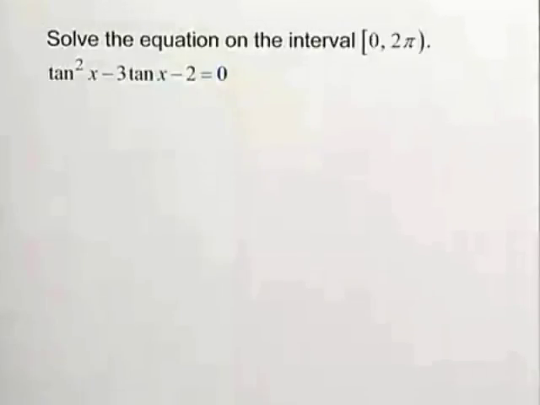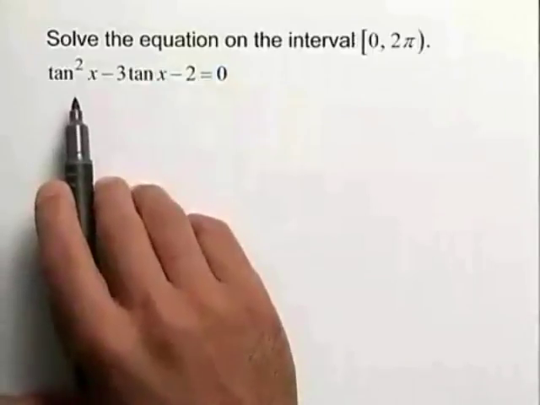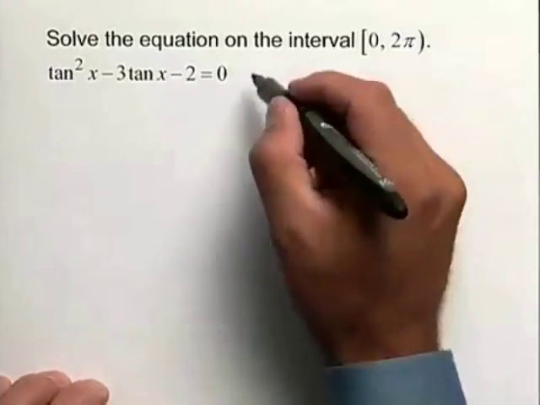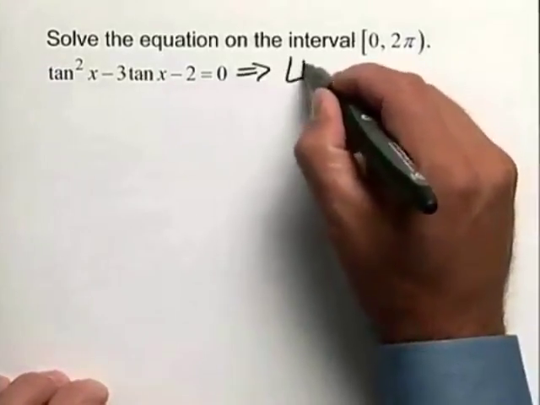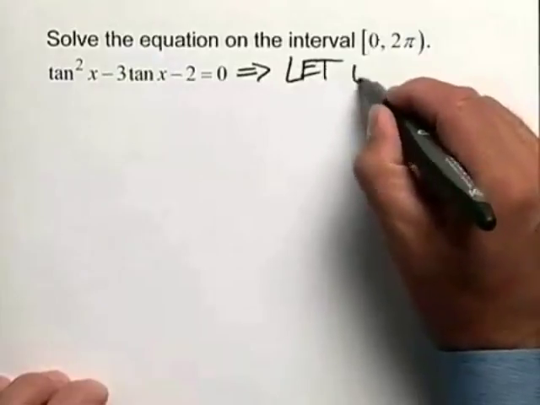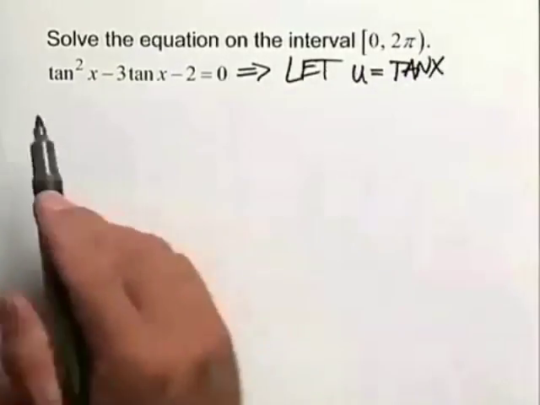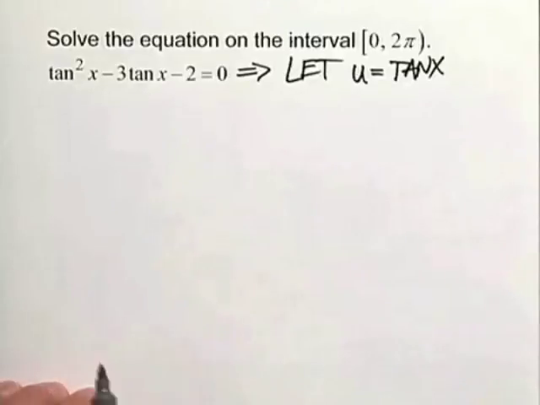Let's solve a trig equation that's quadratic in form. All right, I've got the tangent squared of x minus 3 tangent of x minus 2 equaling 0. We recognize that that is quadratic in form. Pretty good hint here is to make a substitution. Let's let u equal the tangent of x, and so we can replace the tangent of x with u.